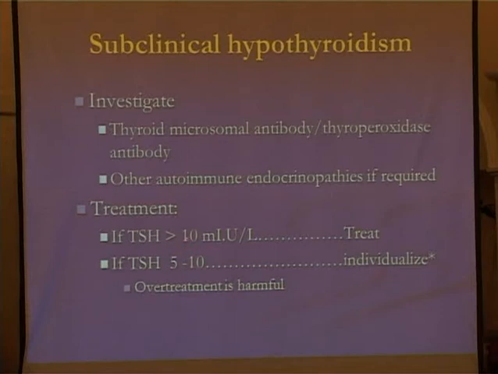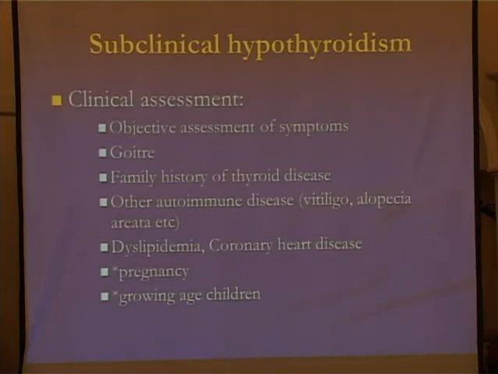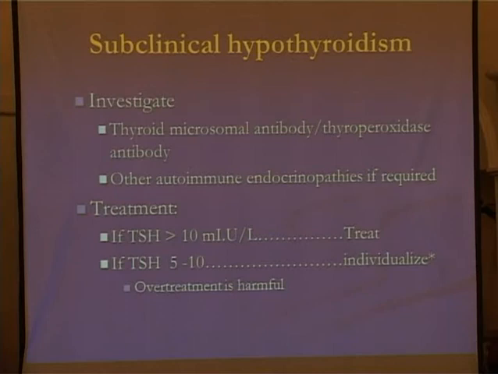If somebody has normal T4 with elevated TSH, the usual dictum is to treat, provided you have no other reasons not to treat. In general, you treat. A TSH of 5 to 10 is the most gray area in thyroid practice, that you have to individualize. How will you individualize? Based on these factors. You individualize, and if you have more points, you treat. Otherwise, you better wait. But please remember, over-treatment with thyroxine in every patient is harmful.